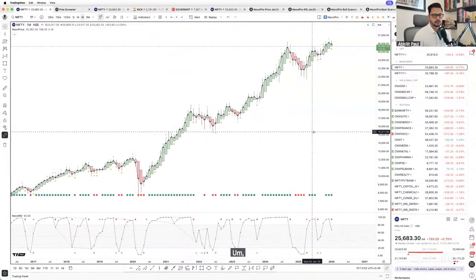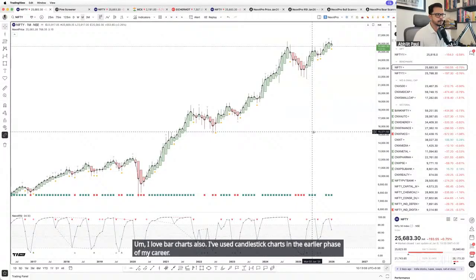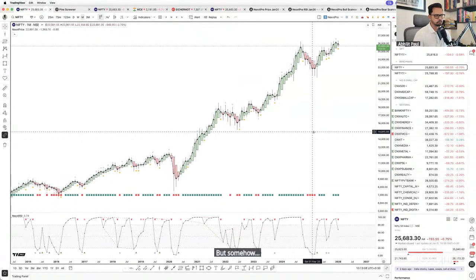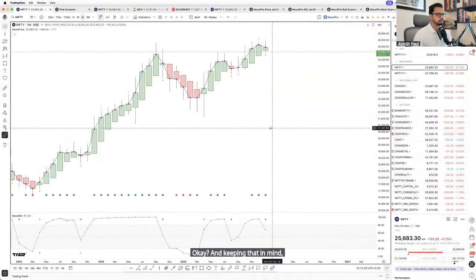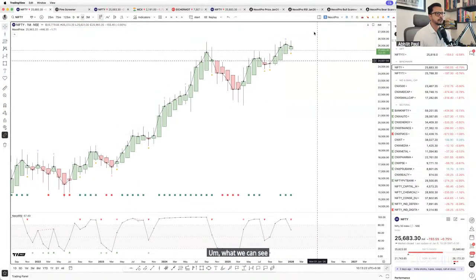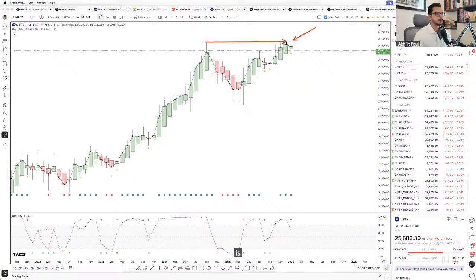I love bar charts also. I've used candlestick charts in the earlier phase of my career, but somehow I gravitate back to Heikinashi. I find it to be way more useful and powerful than what it seems, than what it should be. Okay. And keeping that in mind, what we can see over here is the market is at an all-time high.